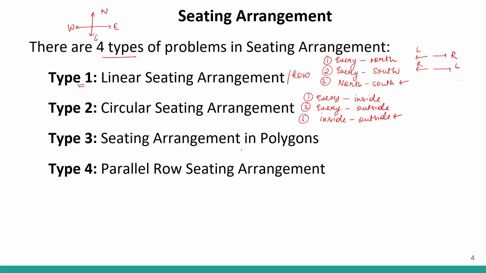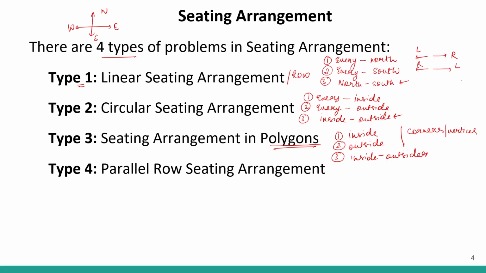Then we have seating arrangement in polygons. In your examinations, you usually get either squares or rectangles, but sometimes you can also get triangles, hexagons, pentagons, those kinds of figures. In polygons, we again have three possibilities. The first possibility is everyone is facing inside. The second possibility is everyone is facing outside. The third possibility is that some people are facing inside and some people are facing outside. There is another introduction, that is, the introduction of corners or vertices.